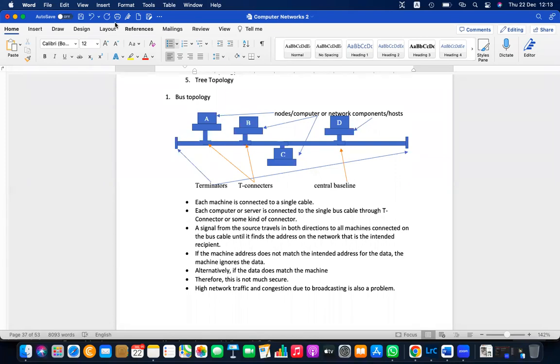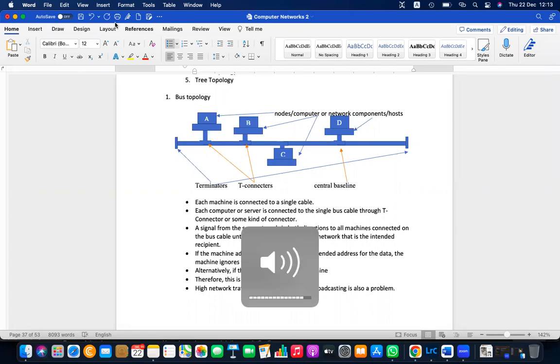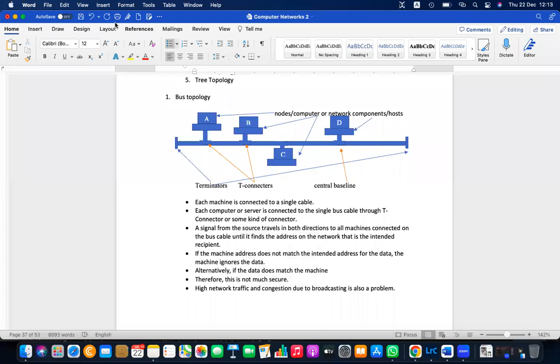Which is faster, CSMA-CD or CSMA-CA? Can you hear me? Sir, can you repeat it? I couldn't hear you. Which is faster, CSMA-CD or CSMA-CA? CSMA-CD. Carrier sense multiple access collision detection.